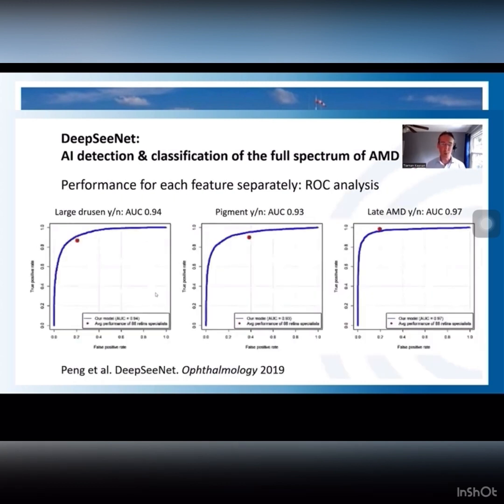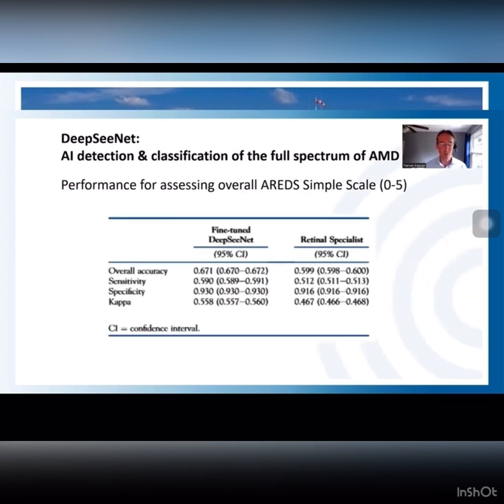And so here's the performance of those three separate neural networks on each of those features. Essentially, you see really high AUC values, not far off 1, also represented by the blue curves. The equivalent performance of the retinal specialists on the same test set are shown by the red dots. So essentially, in most cases, we have the deep learning algorithms substantially outperforming retinal specialists on the same test set. So if they can grade these features, unsurprisingly, when those features are fed into the AREDS simple scale, they can perform very accurate grading. And again, they substantially outperformed retinal specialists on the same test set.